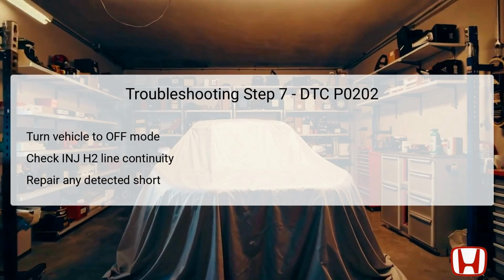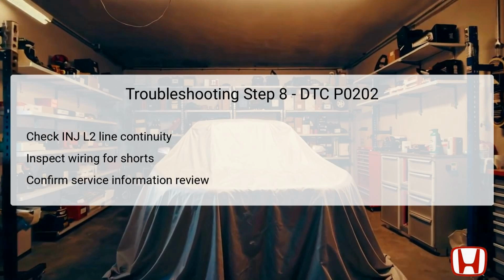Measure continuity between the PCM connector number 1 terminal number 20 and the body ground. If continuity is confirmed at this point, it suggests a potential short that needs addressing immediately. If continuity does not exist, it indicates that the INJ-H2 wire itself is likely not the issue, and additional diagnostics may be necessary to identify any other faults within the circuits. This careful continuity testing is essential for pinpointing faults in the fuel injection system.